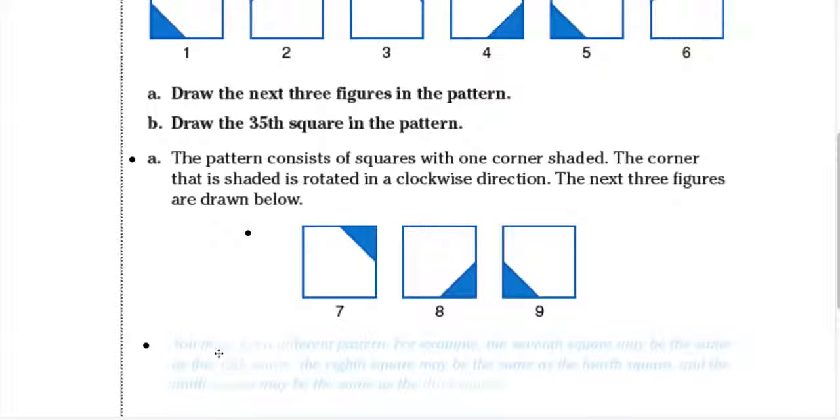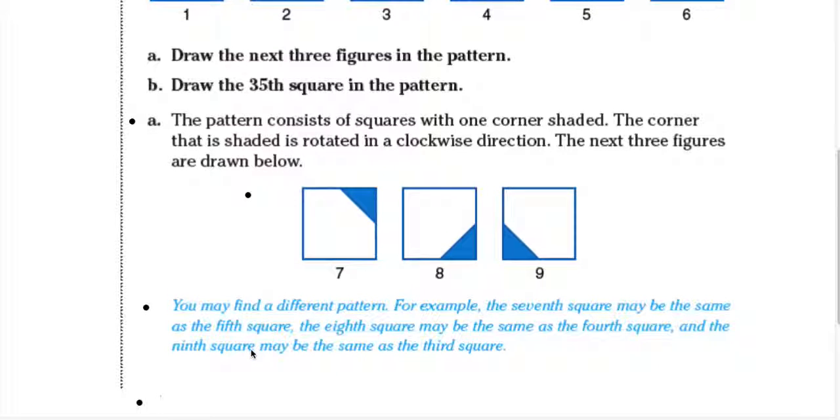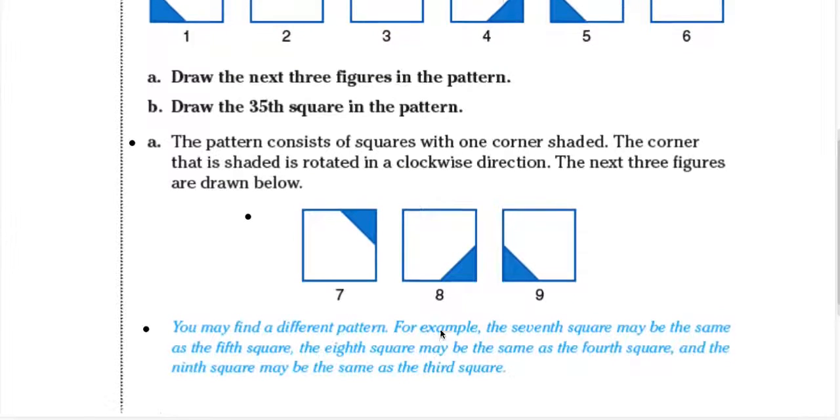So you may find the pattern. For example, the 7th square may be the same as the 5th square, the 8th square may be the same as the 4th square, and the 9th square may be the same as the 3rd square. Okay, so that'll give you a better idea of how to extend patterns.